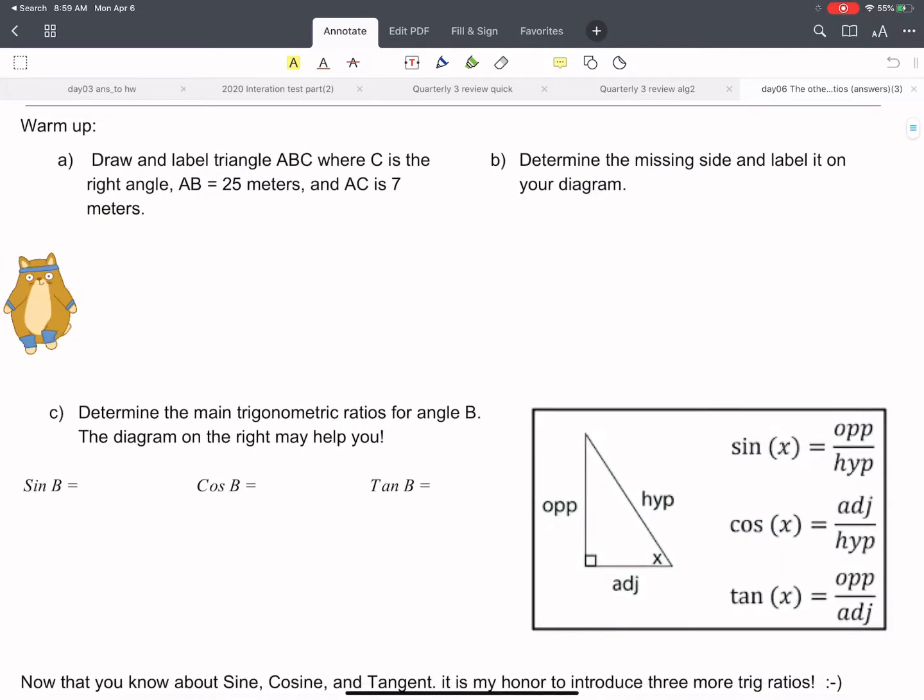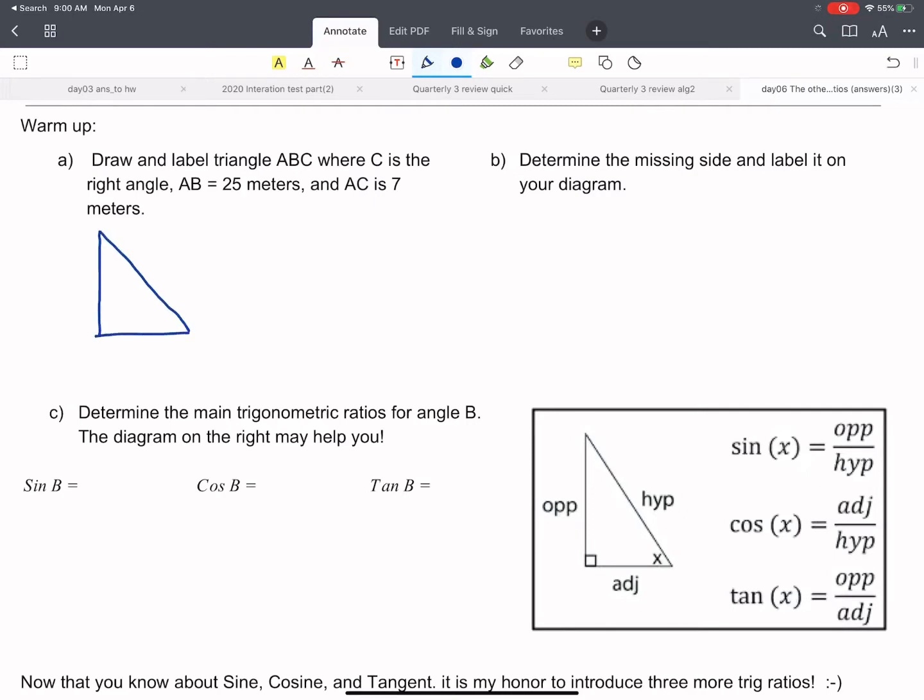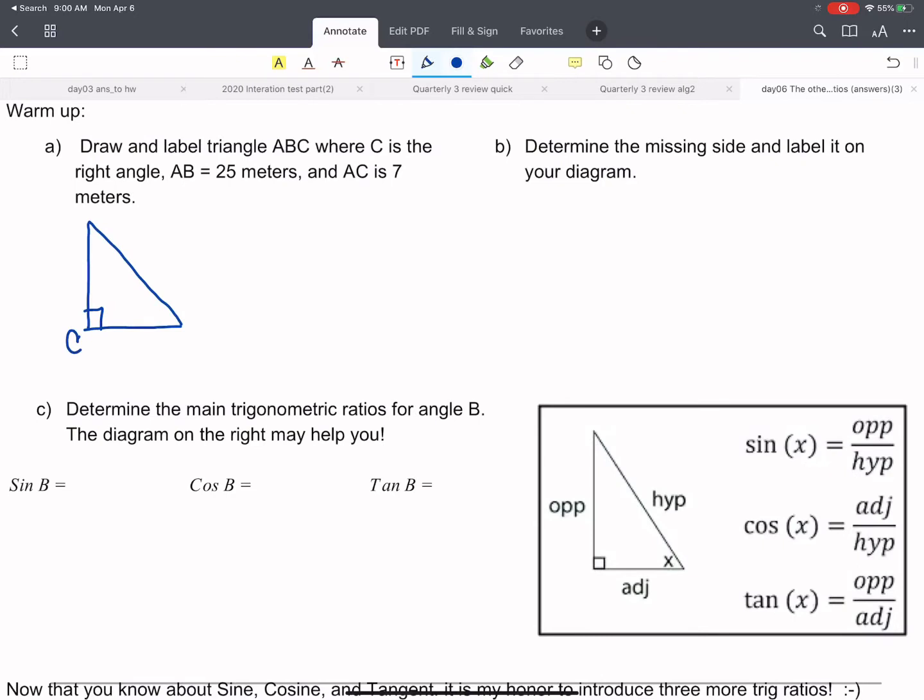So here it says draw and label a triangle ABC where C is the right angle. So you want to make the triangle actually look like a right triangle. People do some funny things where there's no right angle and they just kind of force it to happen. That is silly. So C is here. I'll put A here, B here. It doesn't matter. They could be switched.